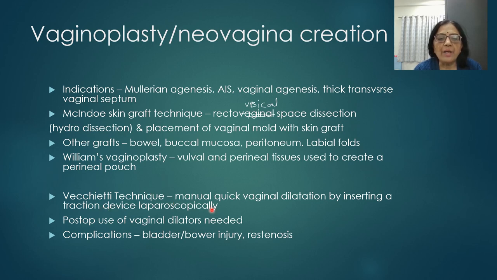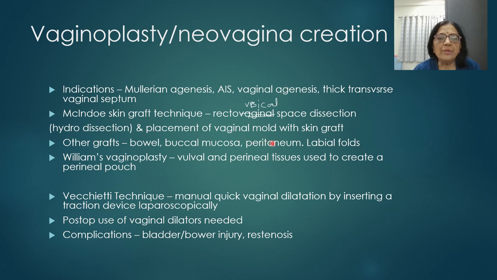Vecchietti's technique is manual quick vaginal dilatation by inserting a traction device laparoscopically. So when a patient does self-dilatation, it takes many years, sometimes months or years, for the proper dilatation of the vagina. But here a traction device is introduced laparoscopically, which pulls the apex of the vaginal dimple upward, and that is how it creates the new vagina.